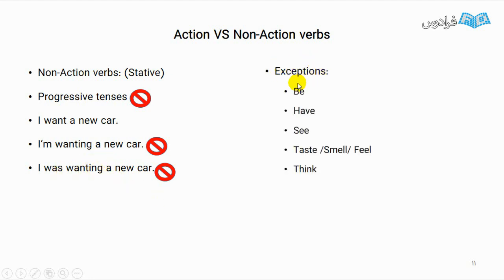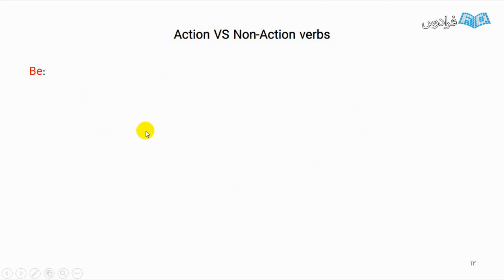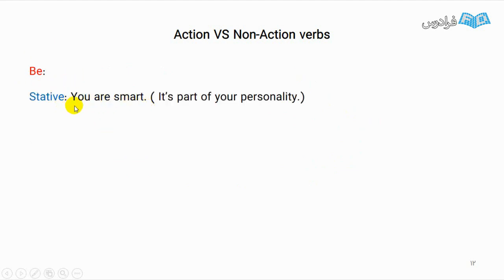We have some exceptions too. For example, about be, have, see, taste, smell, feel, and think. In some situations, we are allowed to add ing. For example, about be. You are smart. In this situation, because we are talking about this person's personality, we are not allowed to add ing. Then be is stative or non-action because it's part of your personality.